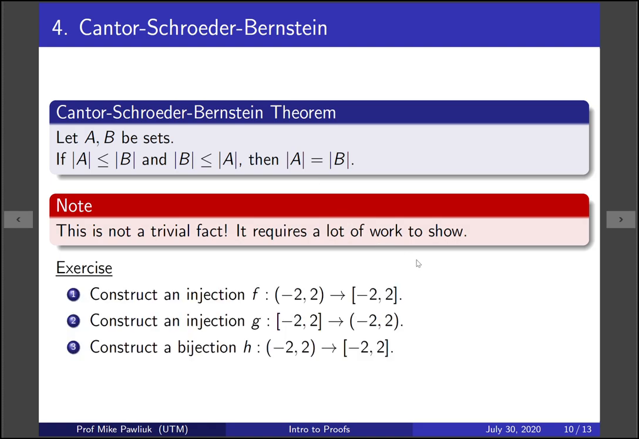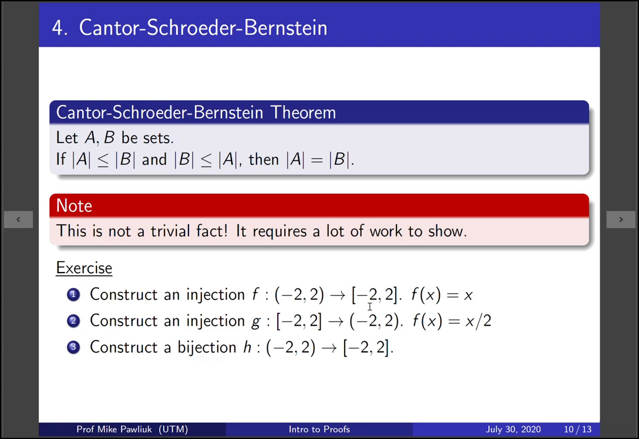So as an exercise, construct an injection from the open interval to this closed interval, and construct an injection from the closed interval to the open interval. Take a moment to do that right now. So hopefully you've had a chance to work on that. This first one can be answered by using f of x equals x. You can check that that's an injection. This function won't work for the second one because the endpoints won't go anywhere. But instead, we can shrink everything by 1/2.